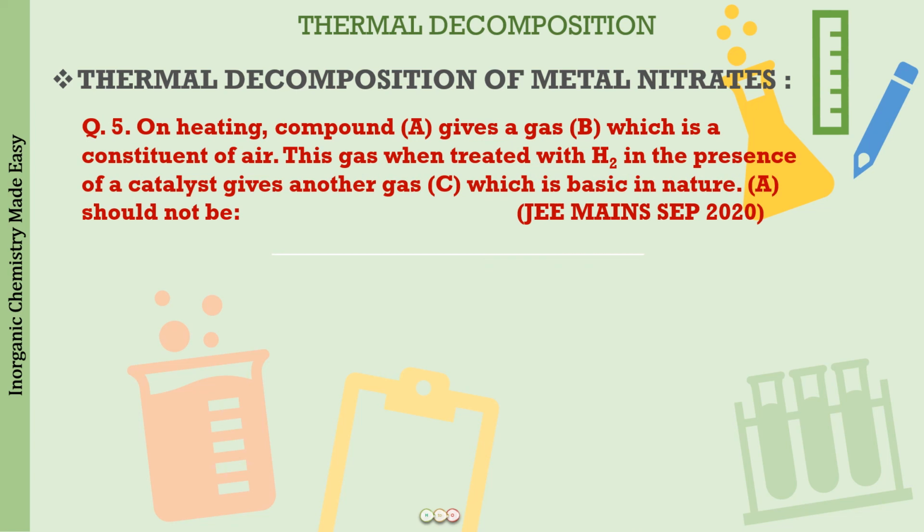So one final question we are going to discuss today. On heating, compound A gives a gas B, which is a constituent of air. This gas, when treated with hydrogen in the presence of a catalyst, gives another gas C, which is basic in nature. A should not be, and this is a JEE Mains September 2020 question. So very recent and so very important. All right. So the choices are ammonium dichromate, ammonium nitrite, lead nitrate, and sodium azide.